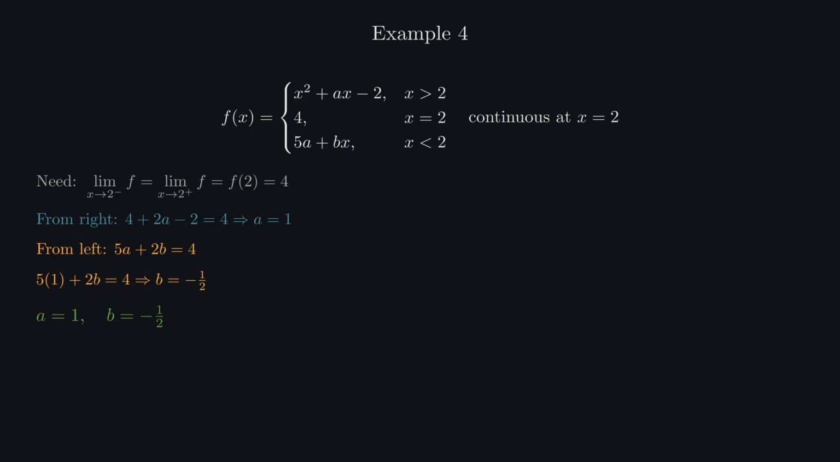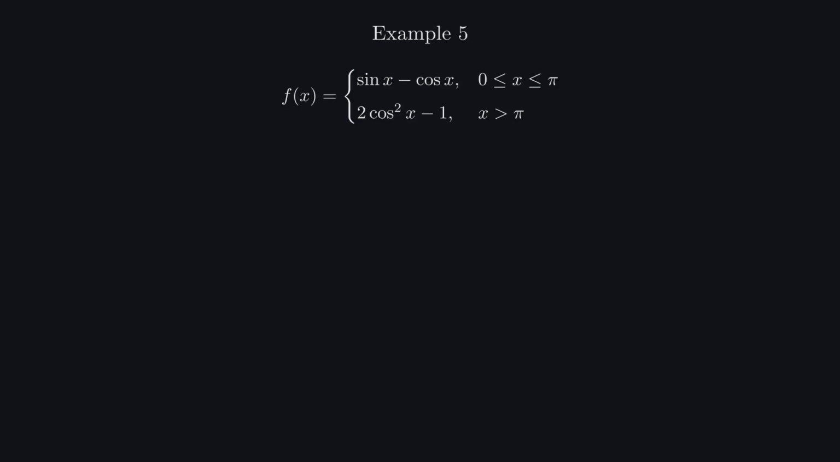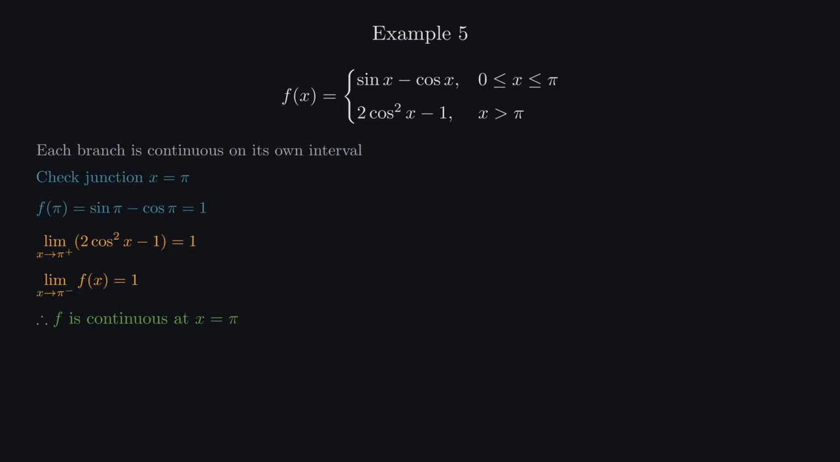Next, we study a trigonometric piecewise function. Each branch is continuous on its own interval, so we only need to check the joining point x equals pi. We have f of x equals sine x minus cosine x when x is greater than or equal to 0 and less than or equal to pi, and f of x equals 2 cosine squared x minus 1 when x is greater than pi. So f of pi equals sine pi minus cosine pi equals 1, and the limit when x approaches pi from greater values equals 2 cosine squared pi minus 1, which is equal to 1, and the limit when x approaches pi from the lower values equals sine pi minus cosine pi, which is equal to 1.